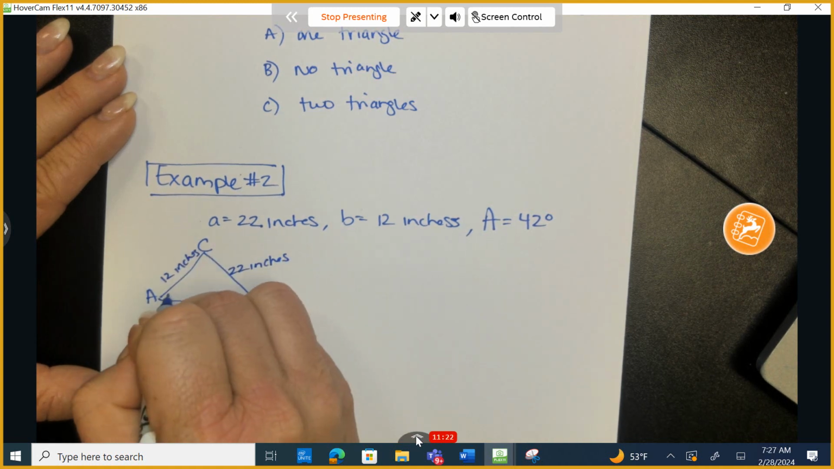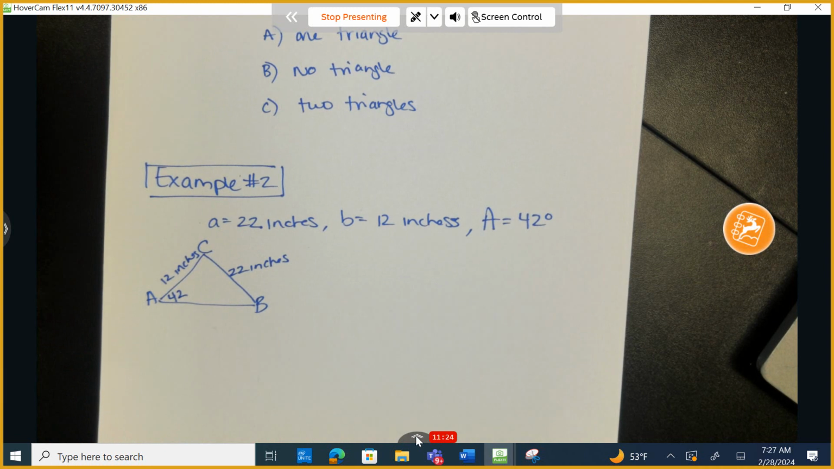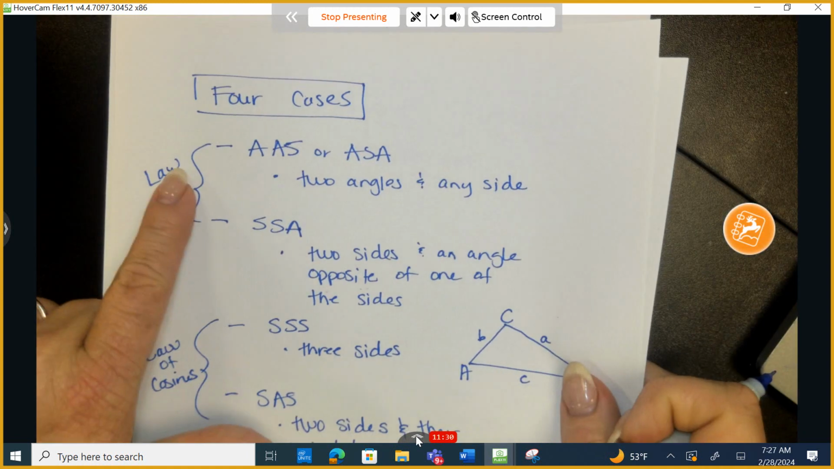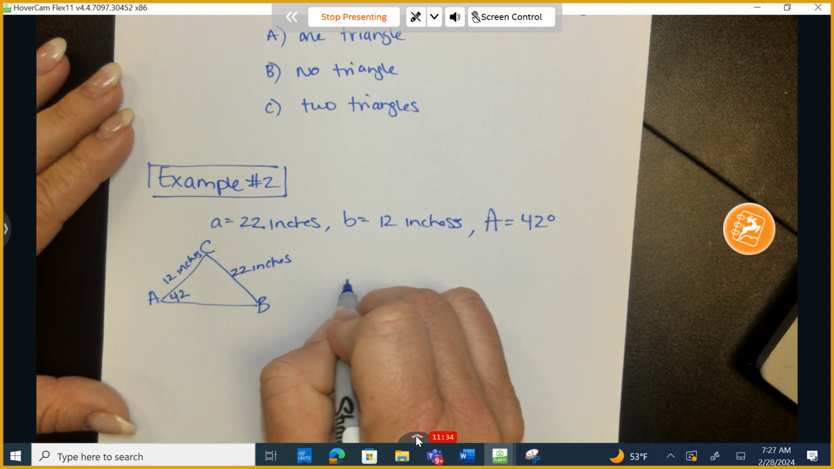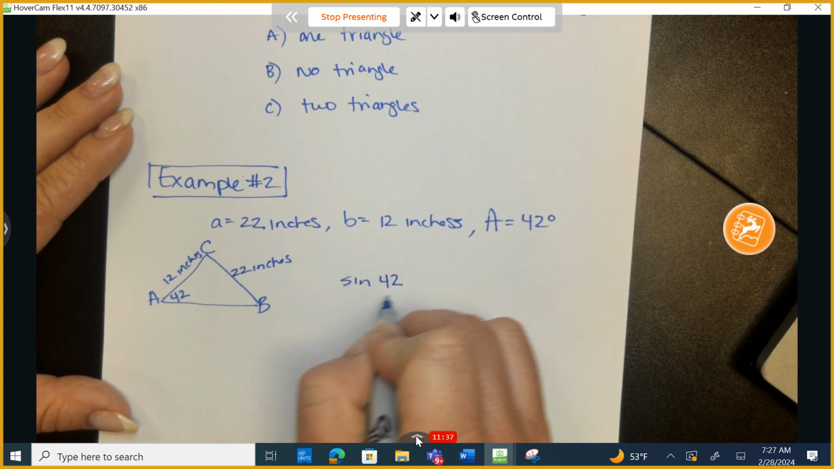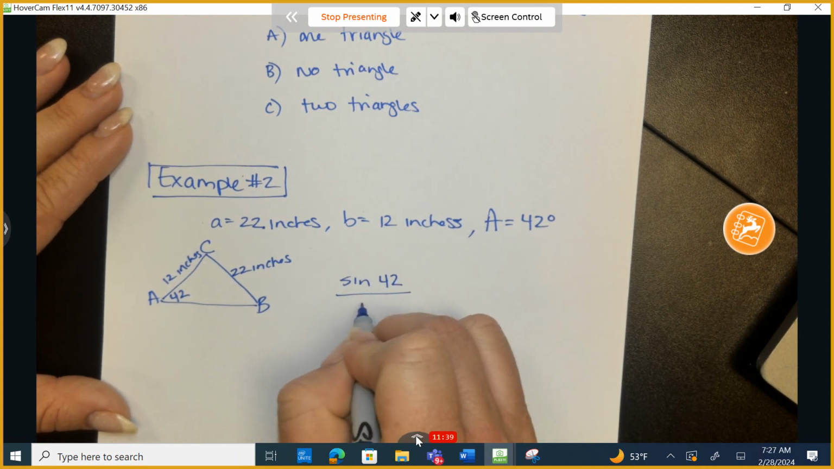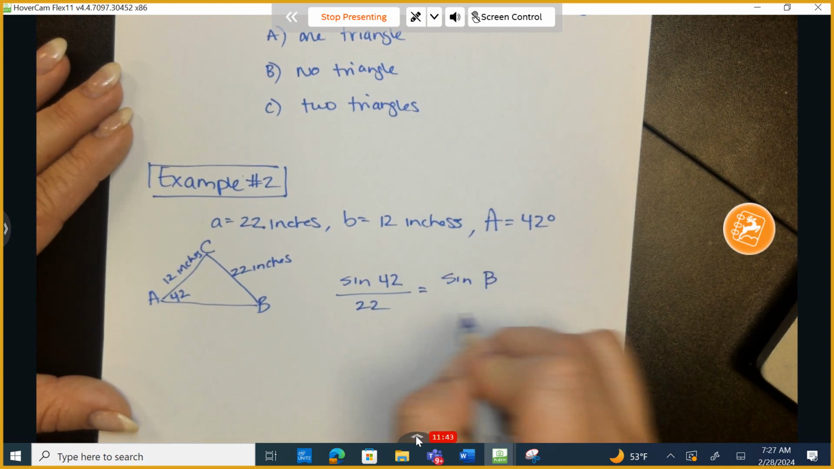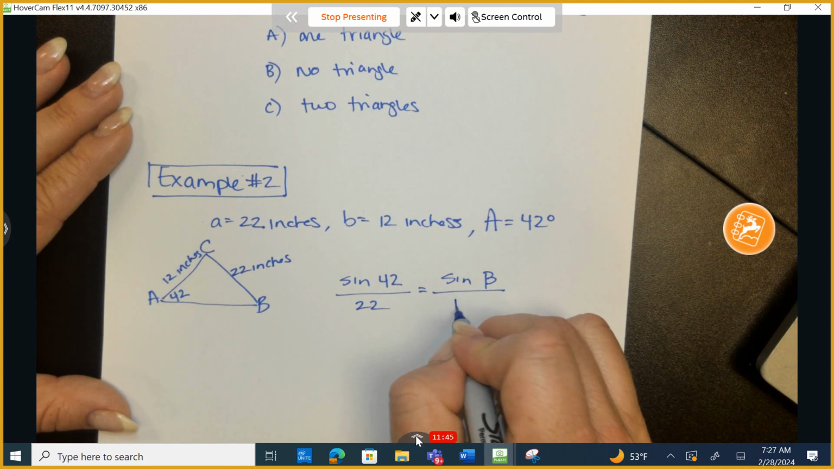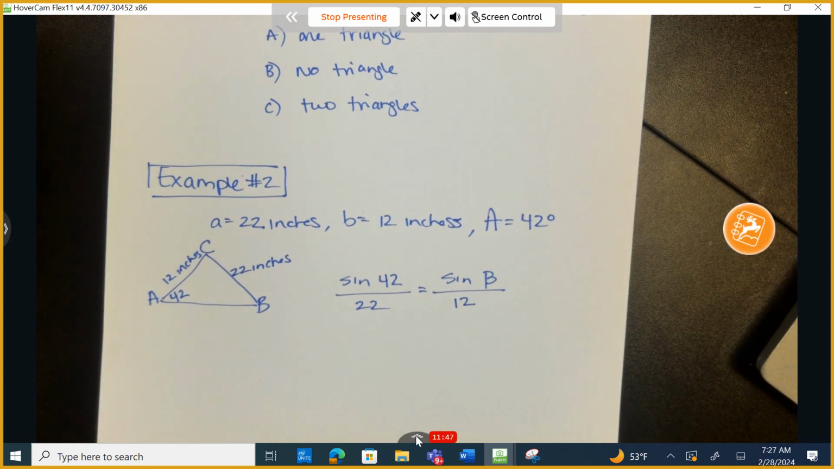And angle A is 42 degrees. Okay, so I know I should use law of sines based on what I'm provided. So I'm going to get started with that right now. Let's do the sine of 42 degrees, that's angle A, over side A, equals the sine of B over side B. Very similar to what we did in example number 1.